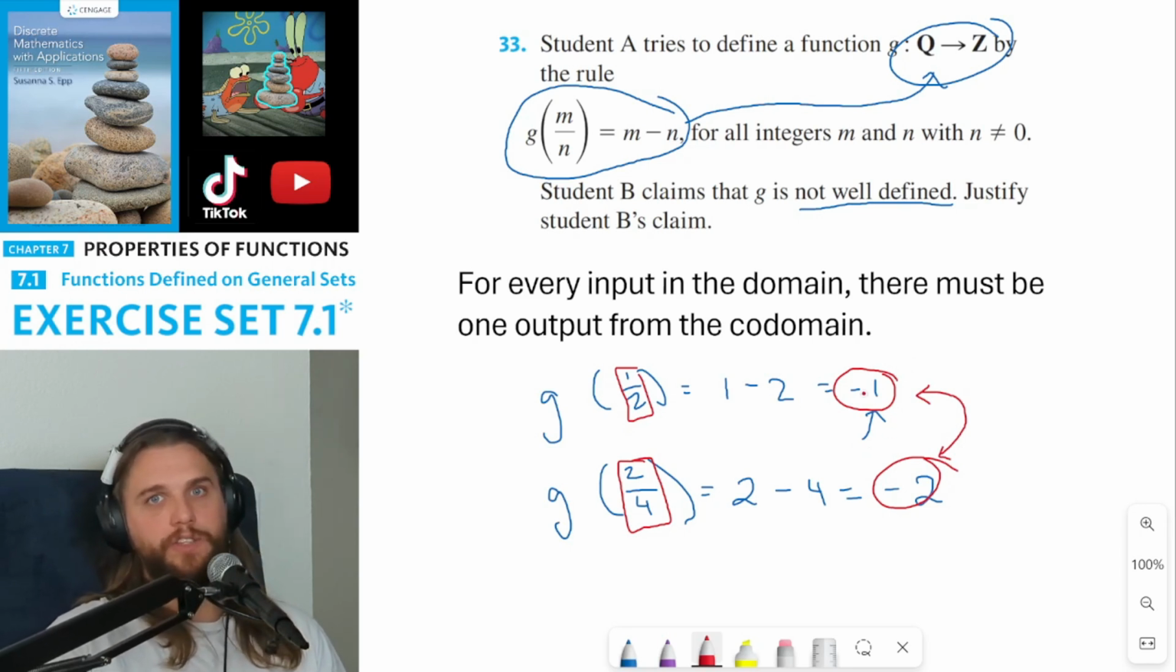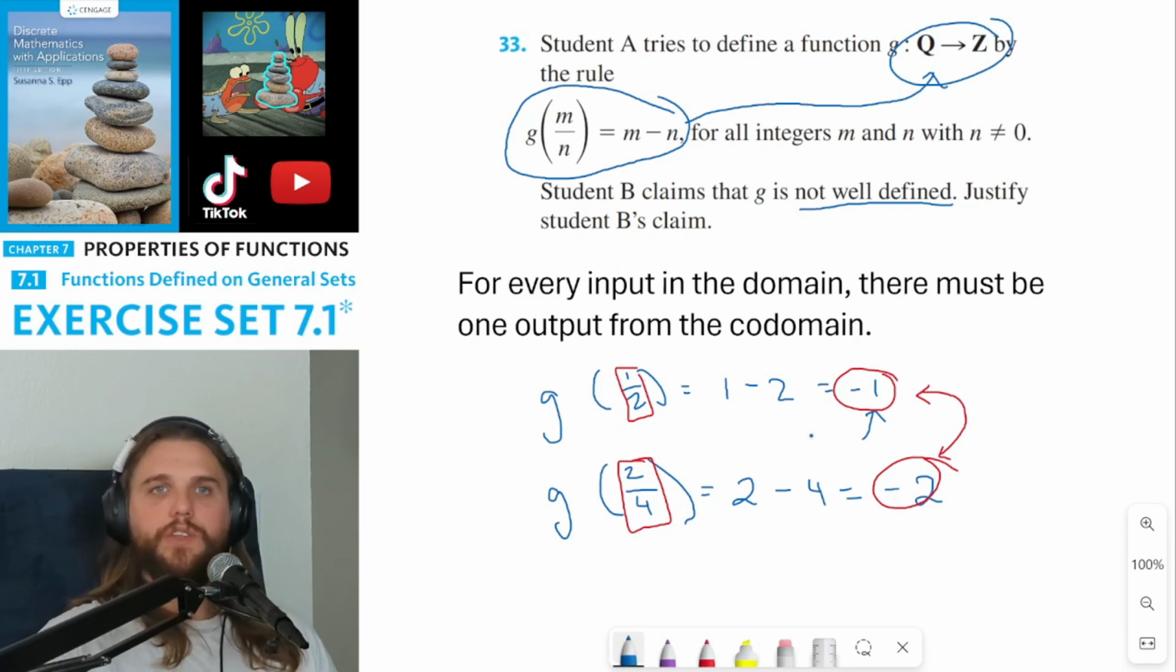These two outputs are not different representations of the same thing. These two outputs are genuinely two different outputs. -1 and -2 are not the same numbers. And so this function is not well defined, and so Student B is correct.